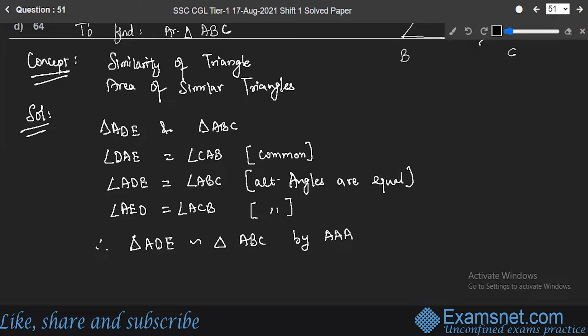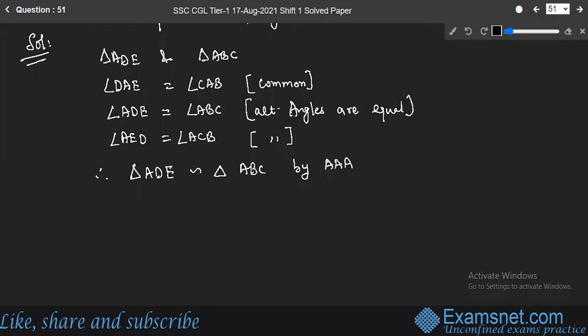Right. Now, if the two triangles are similar, then we have a formula. What is that formula? If the two triangles are similar, then the ratio of the areas, area of triangle ABC to area of triangle ADE, is equal to the square of the ratio of their corresponding sides. Right. So this is equal to BC upon DE whole square.